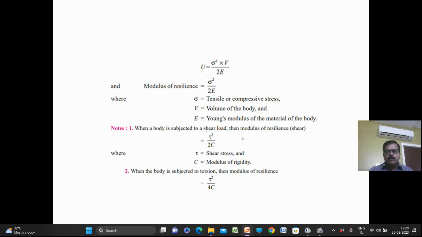When the body is subjected to shear load, we have to replace sigma square by 2E with tau square by 2C, because sigma is for normal stress and tau is for shear stress, E is the Young's modulus and C is the rigidity modulus. When the body is subjected to torsion, this is simple shear, and the modulus of resilience is tau square by 4C.